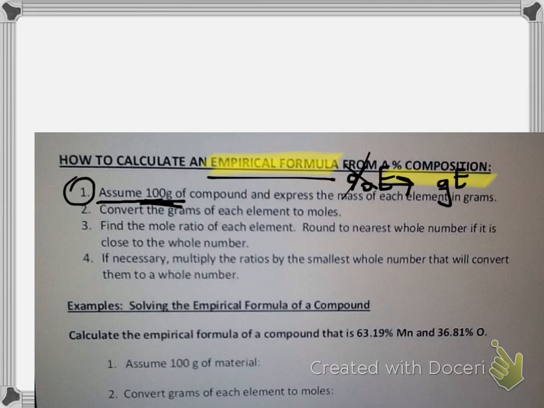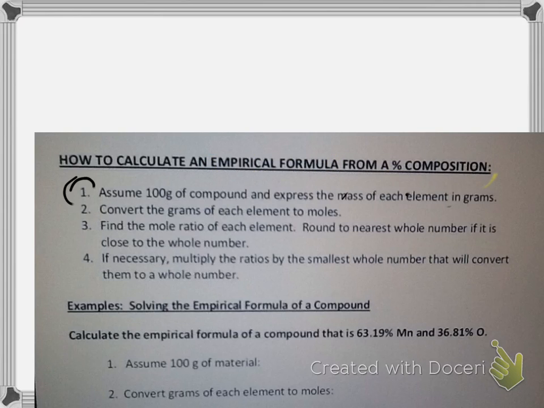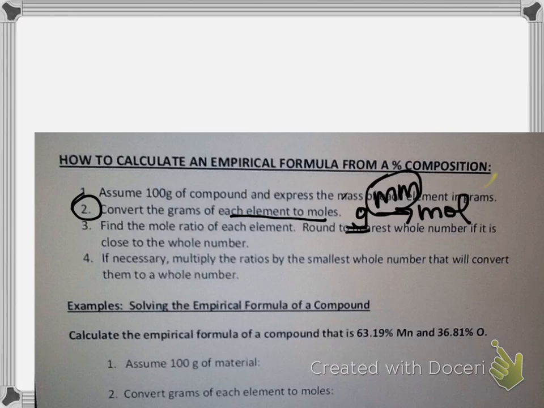So what happens after you get the grams of your element? The second thing you're going to do is convert the grams of each element to moles. How do we convert grams of an element to moles? We have to use molar mass. This is what we talked about before. We're going to take the mass percents we're given and convert them to masses. And if we know the mass of each element, we can convert those to moles. We're going to get a mole-to-mole kind of ratio.